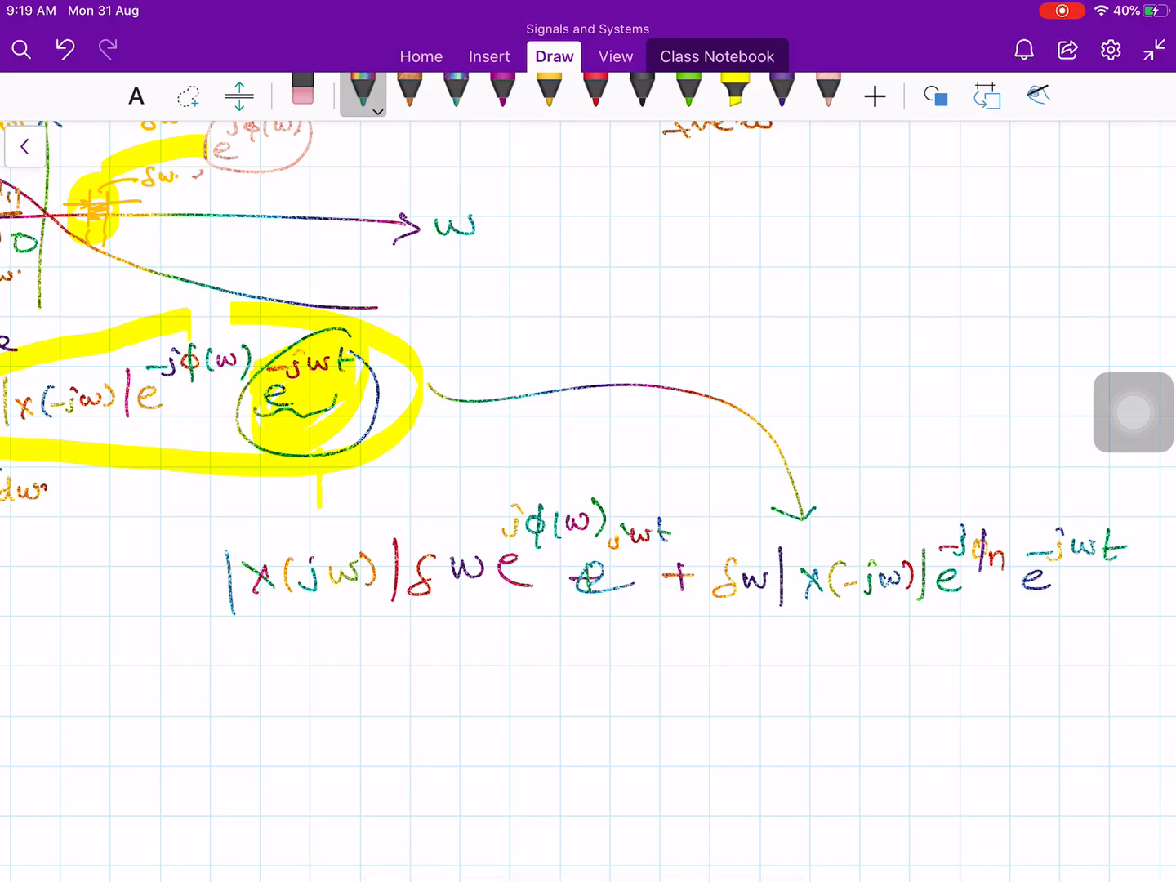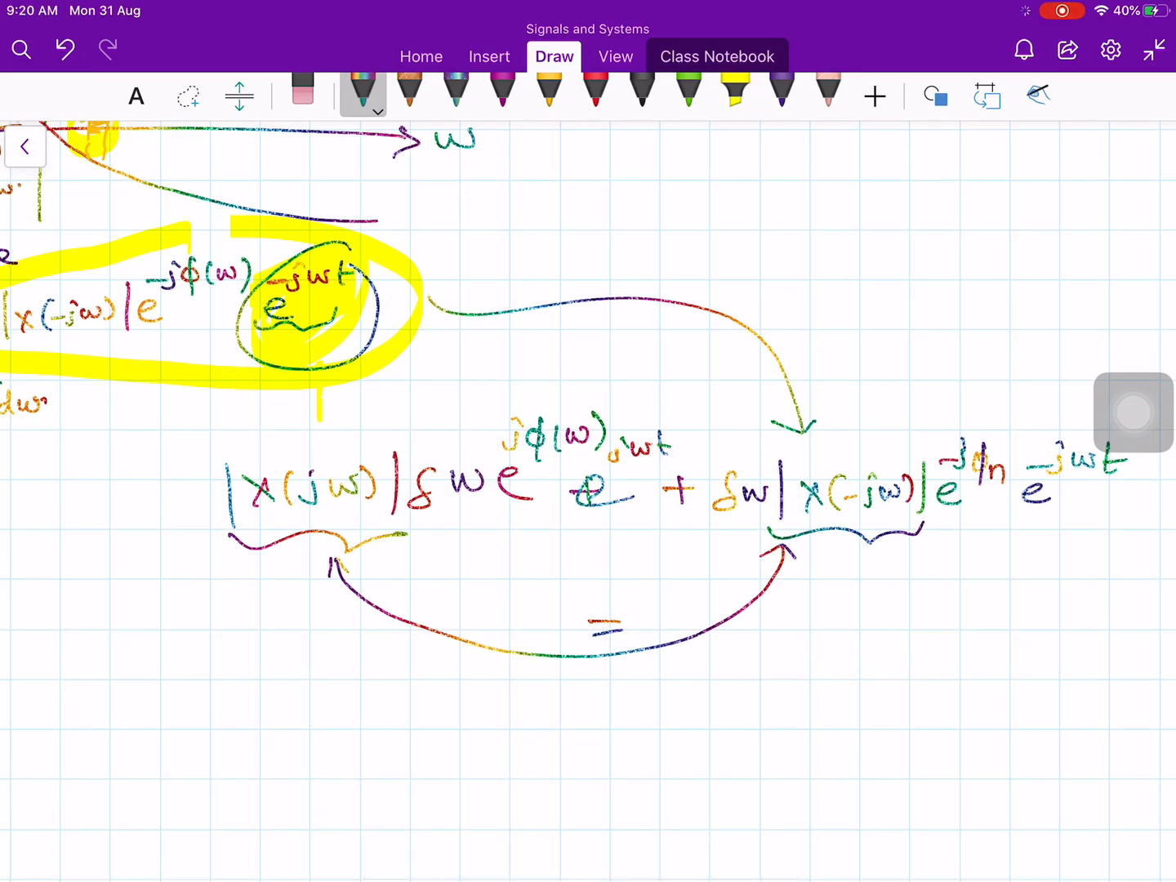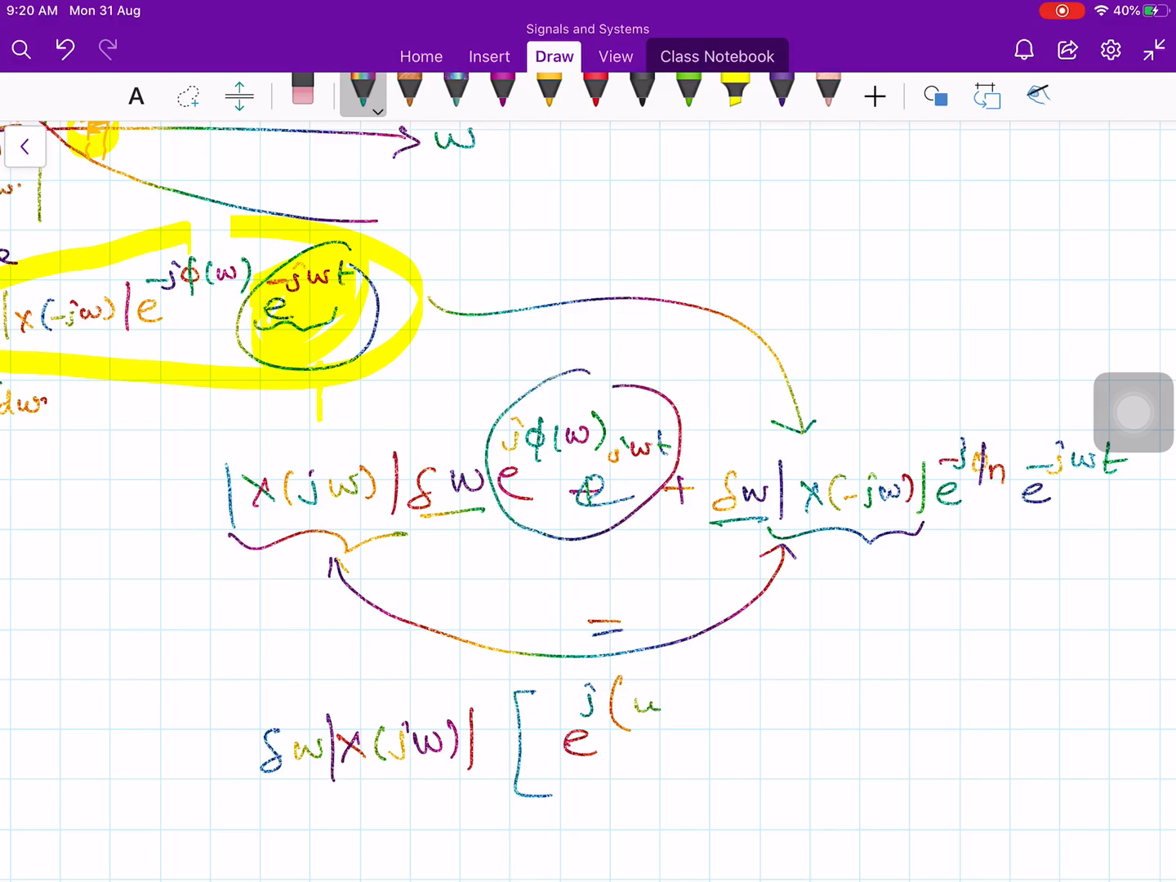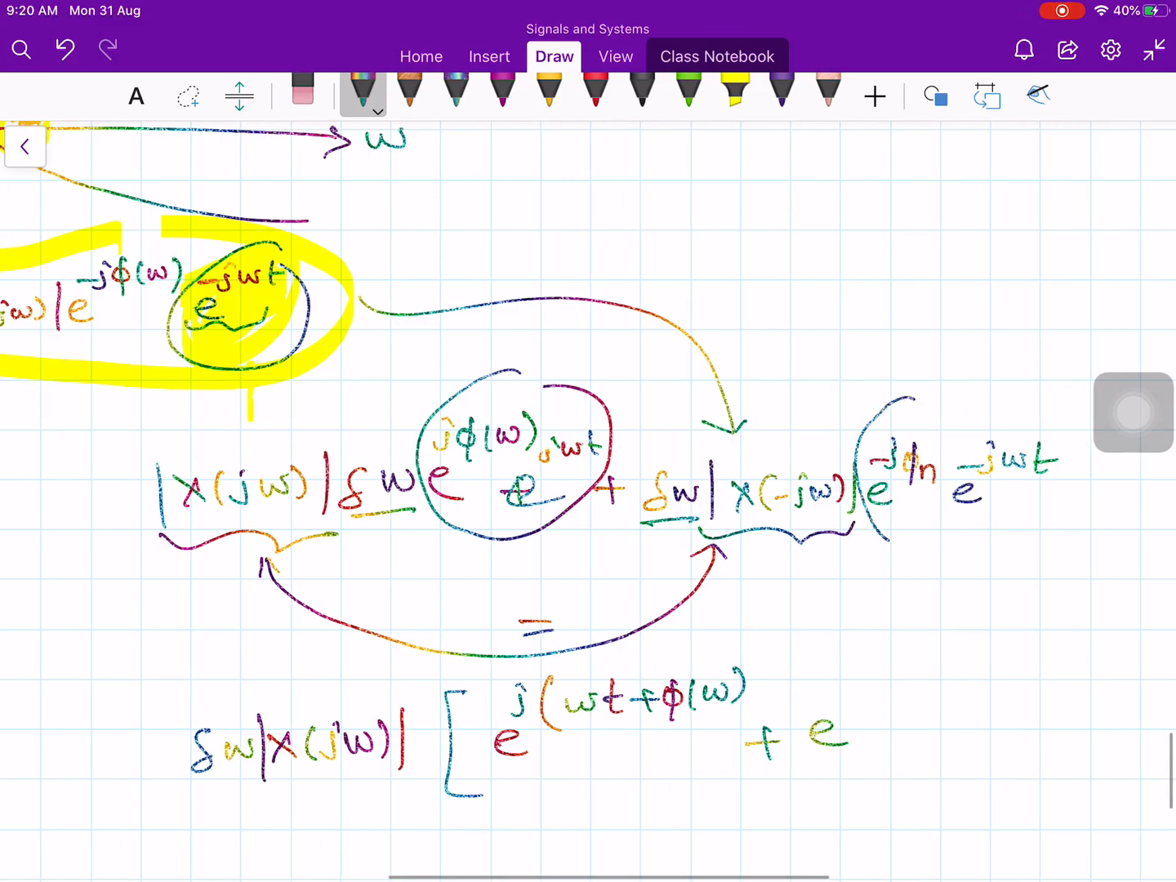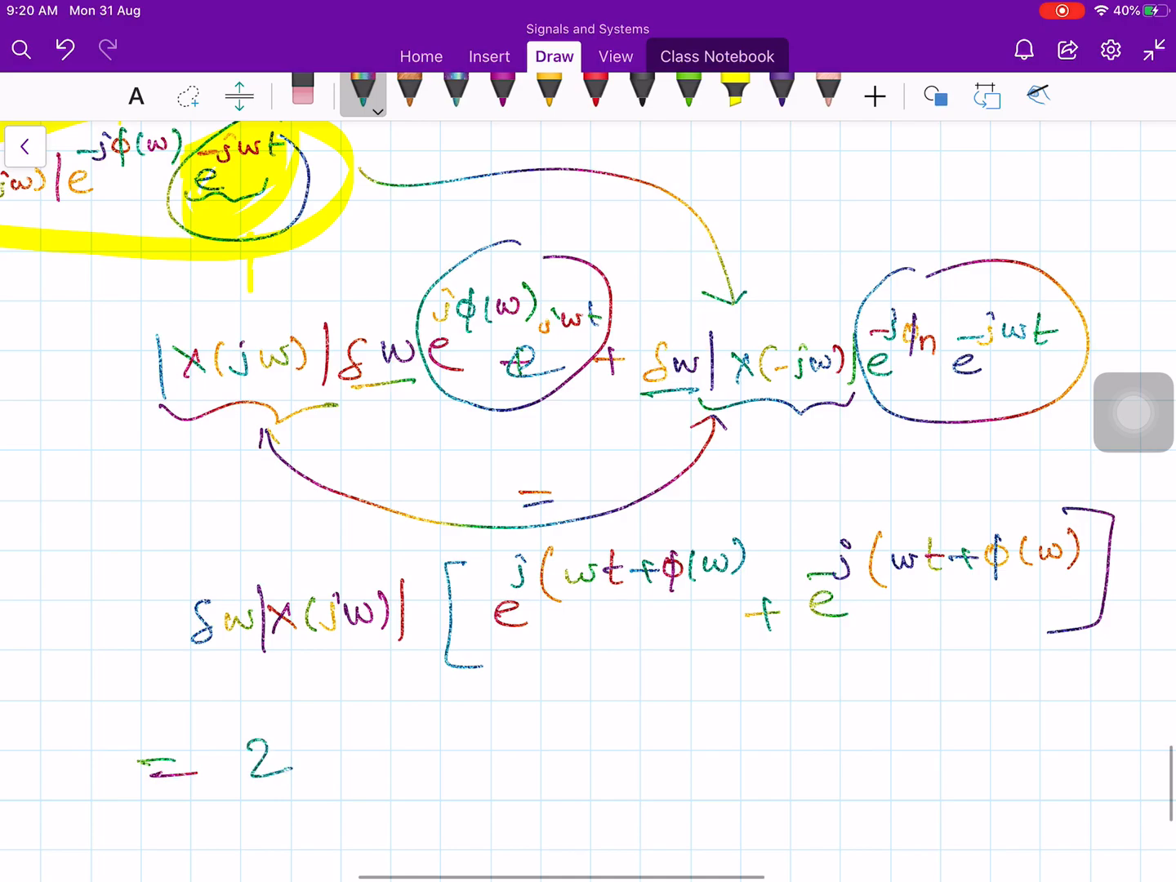Now the magnitude is an even function, so these two are equal. Therefore, delta omega you can take outside. So delta omega times the magnitude of x of j omega, then within a bracket you have e to the j times omega t plus phi of omega, combining these two exponentials, plus e to the minus j times omega t plus phi of omega. Now this is going to be 2 times delta omega times the magnitude of x of j omega, and then cos of omega t plus phi of omega.